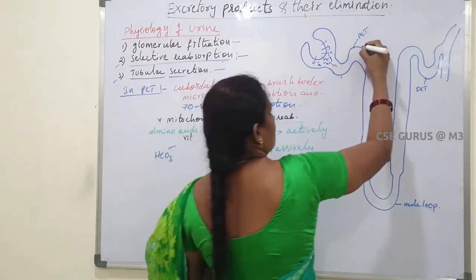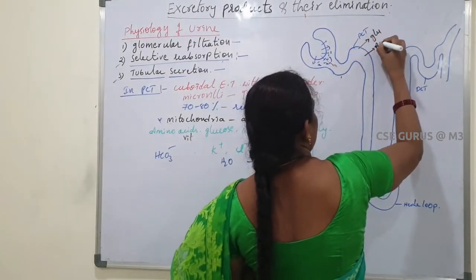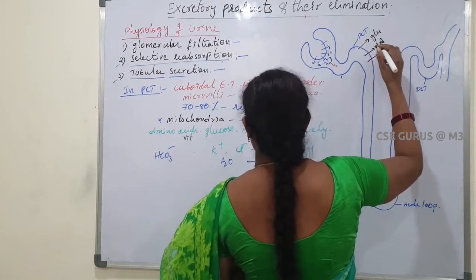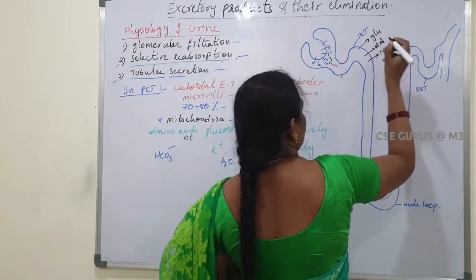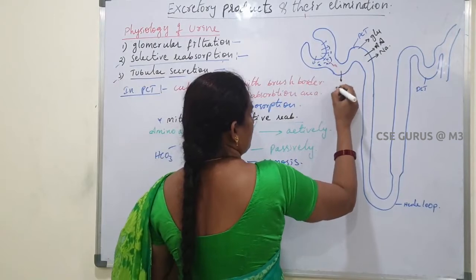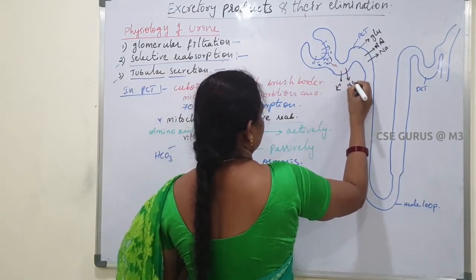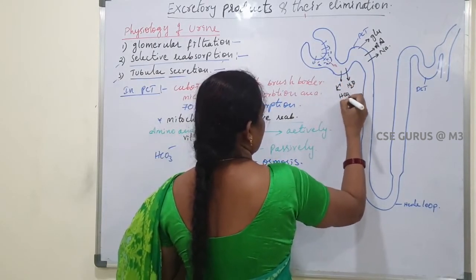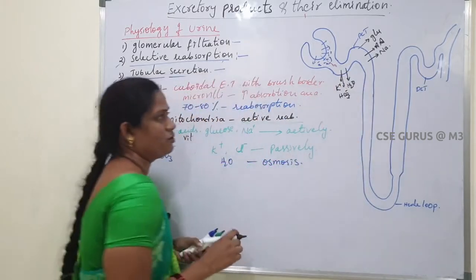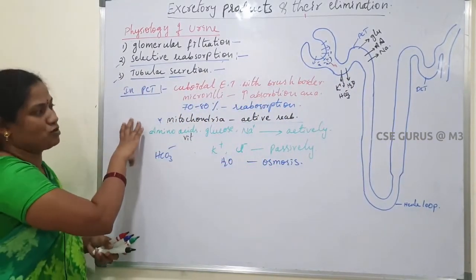Okay. So here glucose, amino acids, sodium ions are absorbed actively. Next potassium ions, next water, next bicarbonate ions are also absorbed into the tissues. Okay. So this is reabsorption.